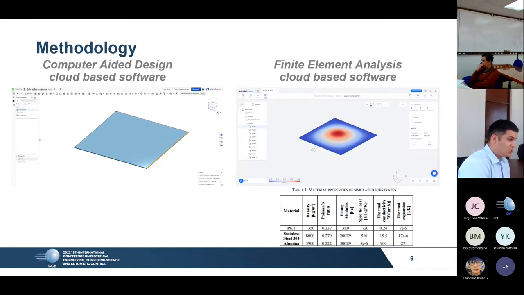After modeling the sensor, we imported the geometry to the OnScale software and defined the boundary conditions at the borders of the sensors. In this case, we selected that the four edges of the square diaphragm are going to be fixed in order to simulate how the structure will deform under that condition.